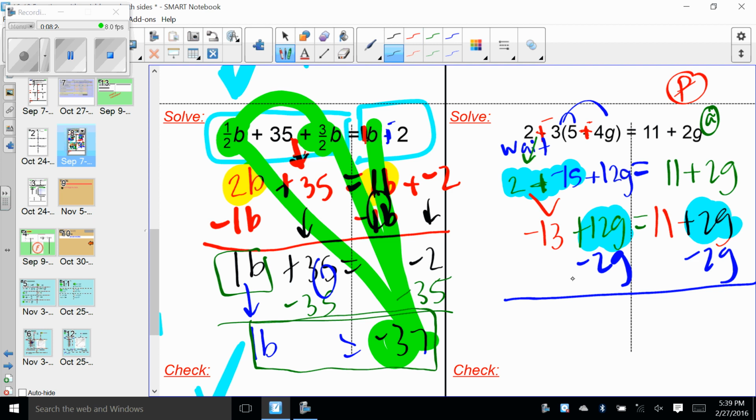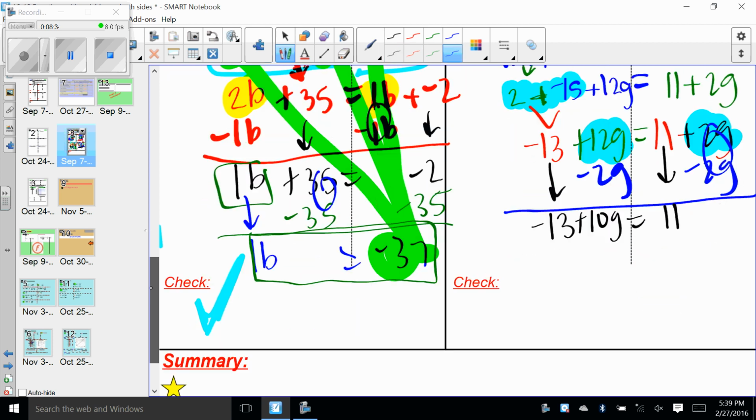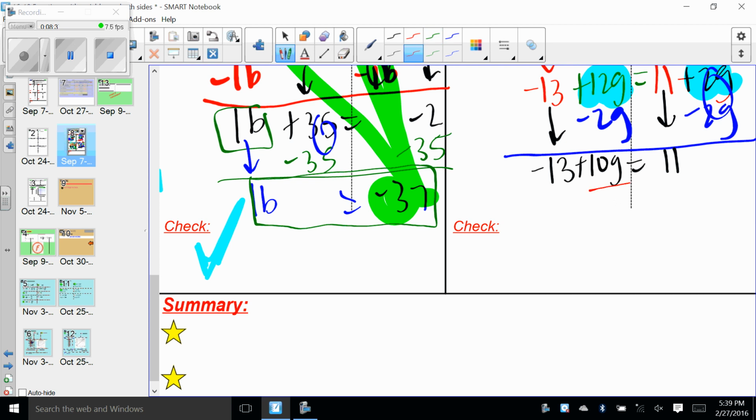Working left to right then. If I haven't used it, drag it down. 12g, take away 2g is 10g. And the right-hand side, if I haven't used it, drag it down. All right, so using the hand method then, I'm going to take my hand, cover the variable and anything attached. I'm going to add 13, copy, paste. If I haven't used it, drag it down.